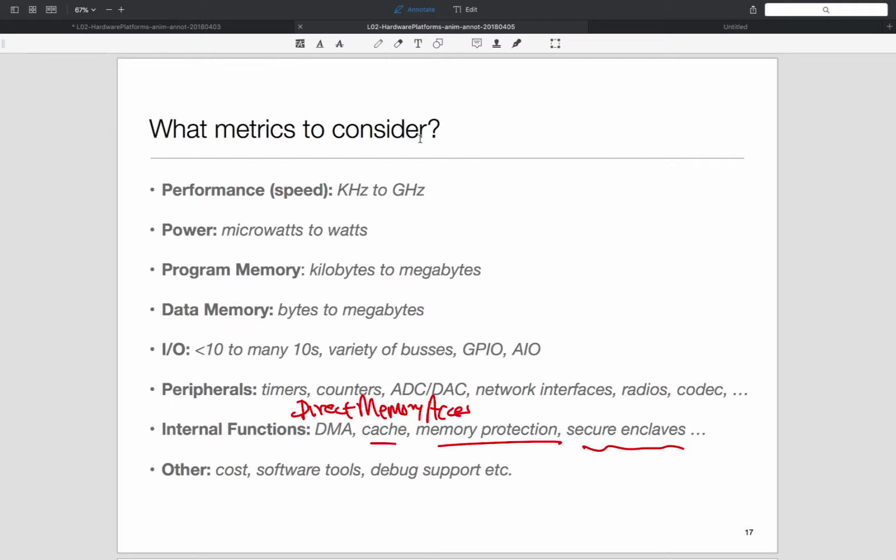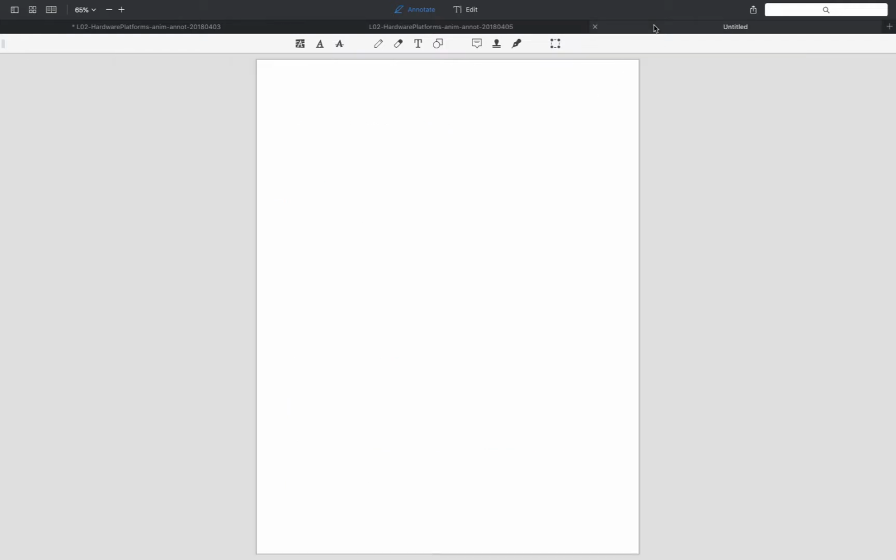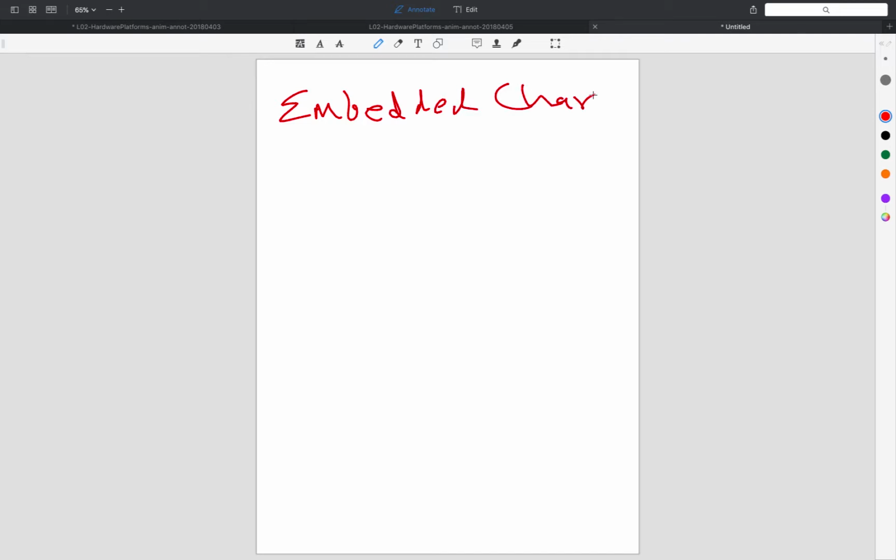Okay, let's start. So, last time, just to recap a little bit. Things that we covered last time. First thing we went over was embedded system characteristics. Anyone remembers what all we identified with embedded systems?